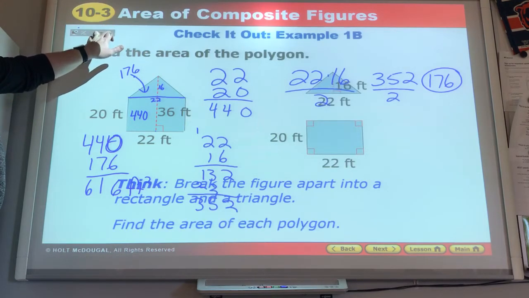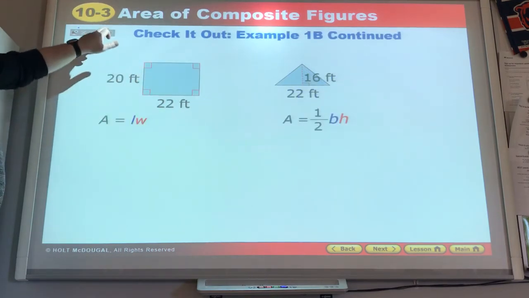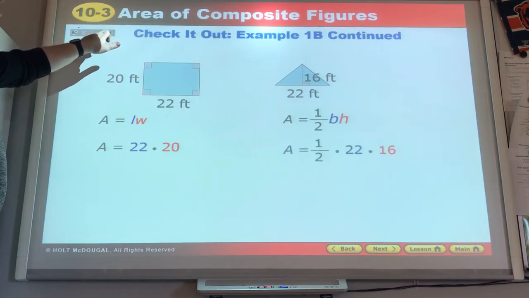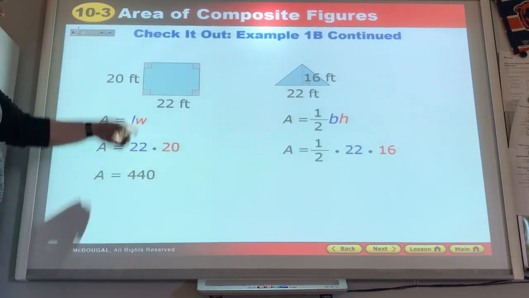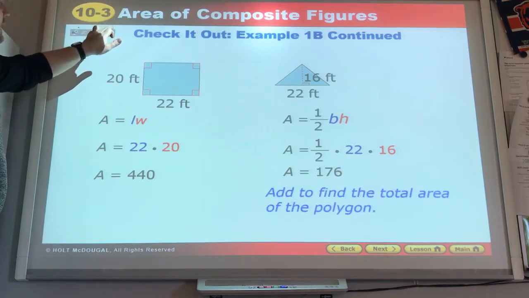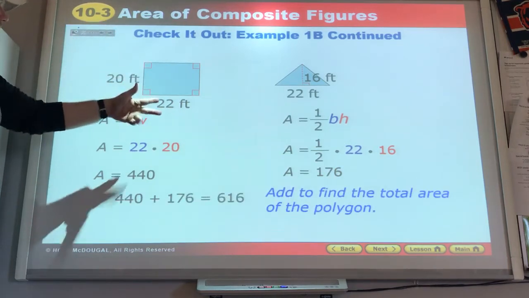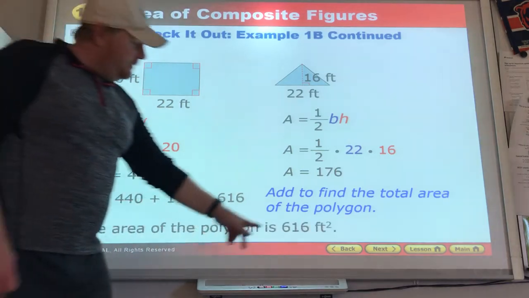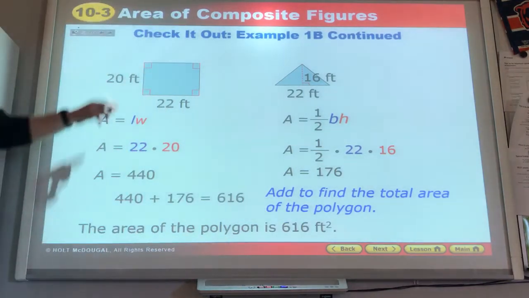They did what we did. Now we have these two shapes. We do our math. All right, we get 440. I did good there. Here we get 176. Looks like I did okay. Now let's see if I added together right. We get 616. And now they put their unit on there. All right.